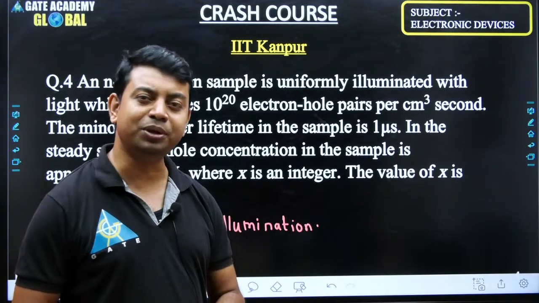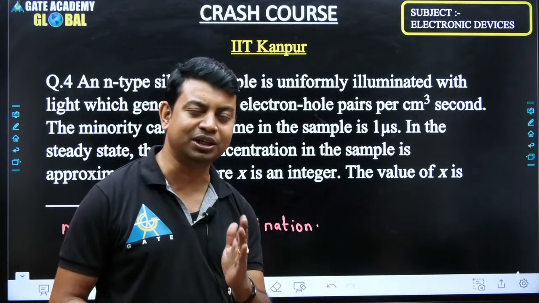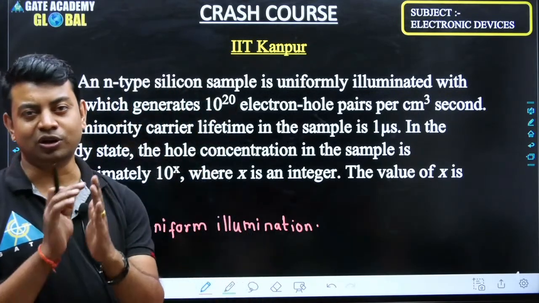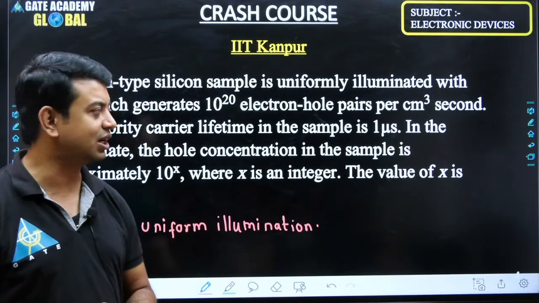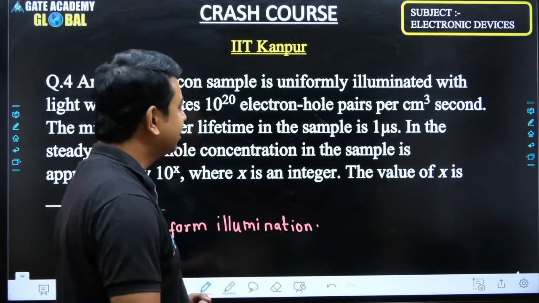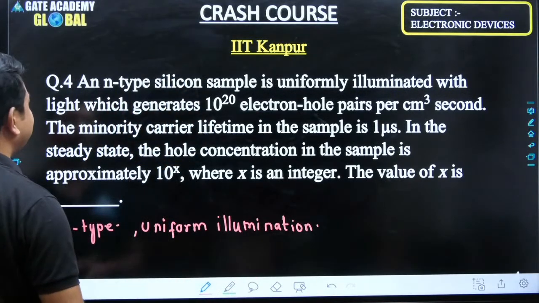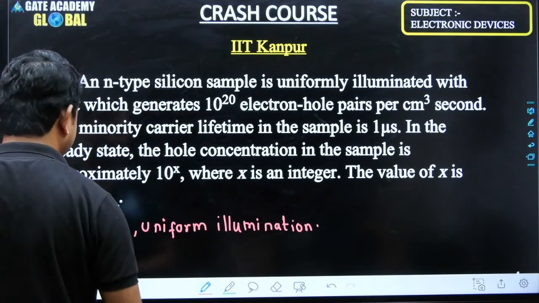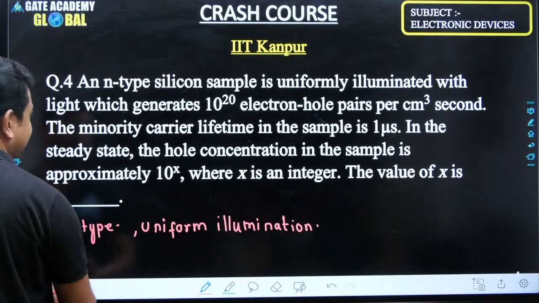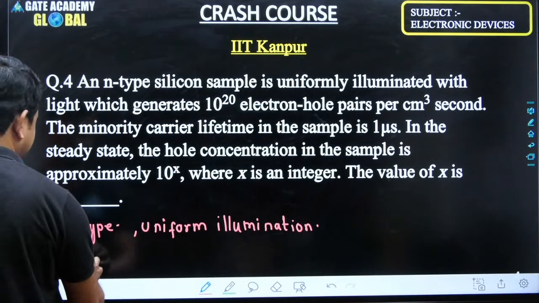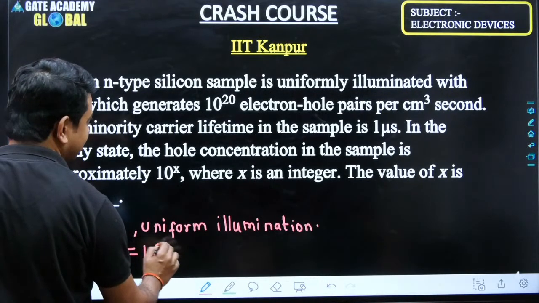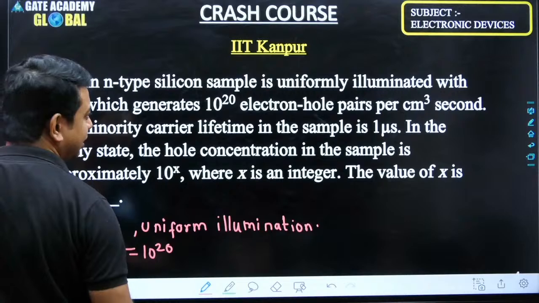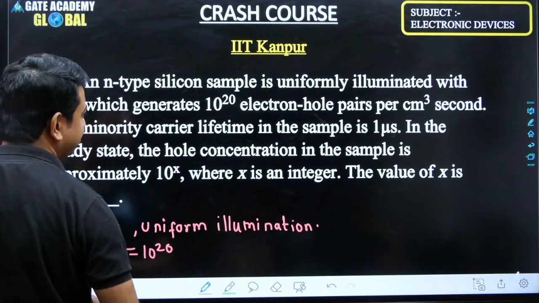Non-uniform illumination means the semiconductor is illuminated at only one edge, like we have seen in our previous class question. Okay, illuminated with light which generates 10 to the power 20. That means here we can write electron hole pair, that is delta n is equal to delta p is equal to 10 to the power 20 electron hole pair per centimeter cube per second.